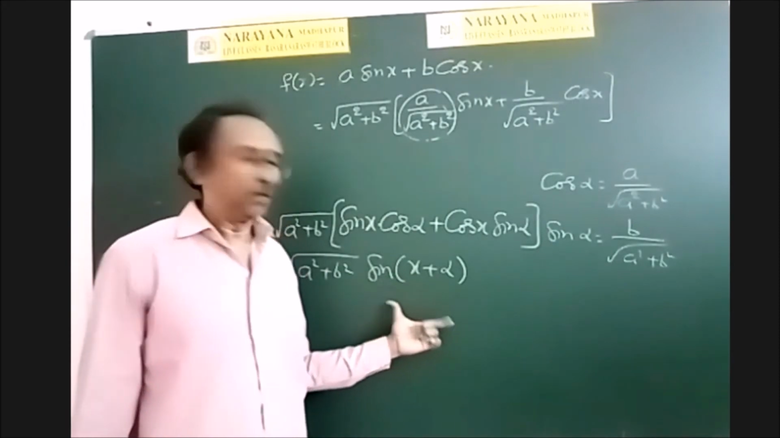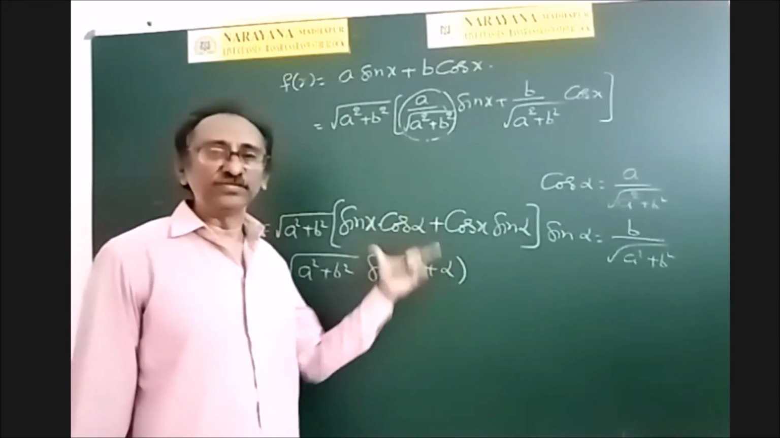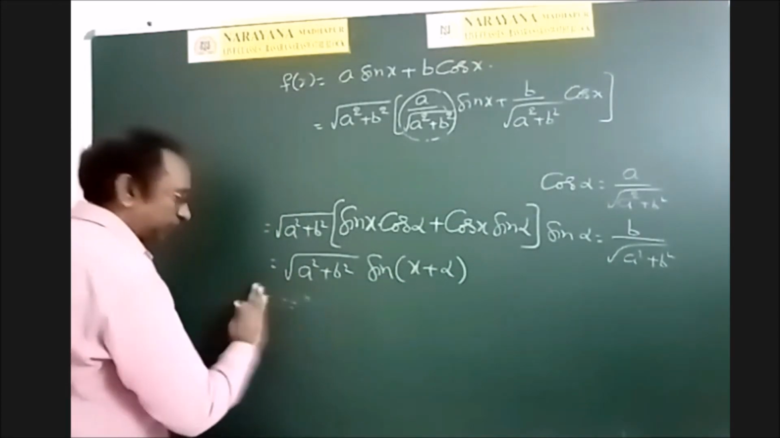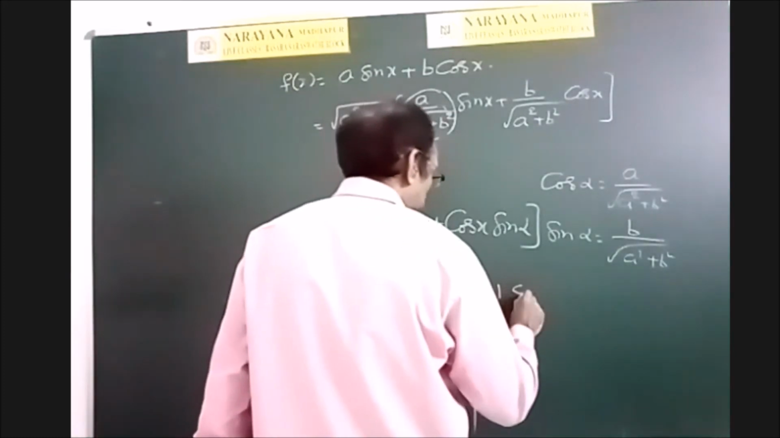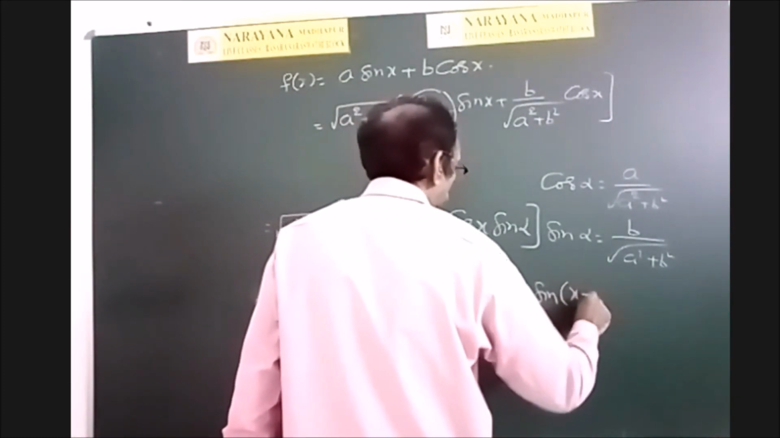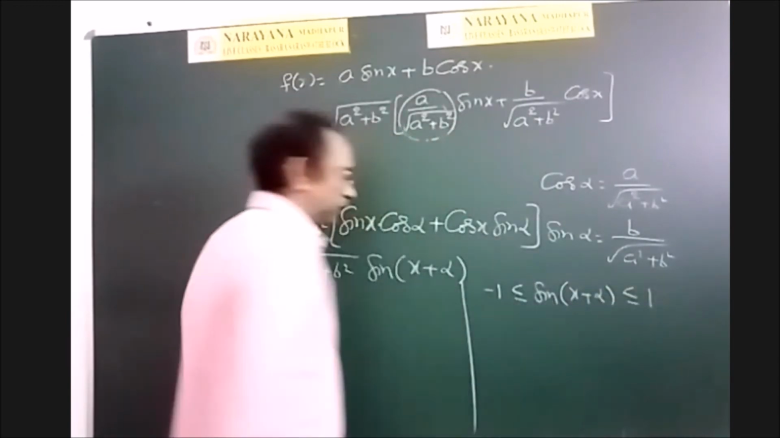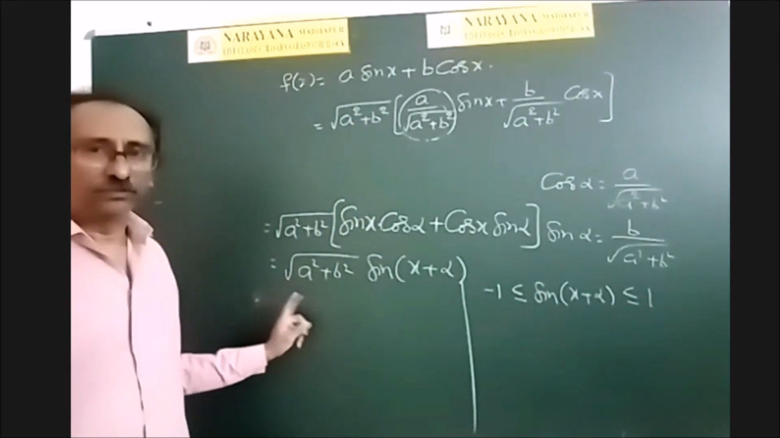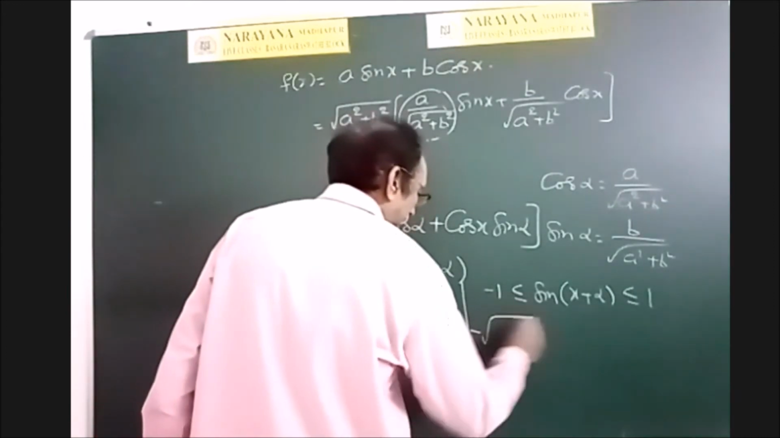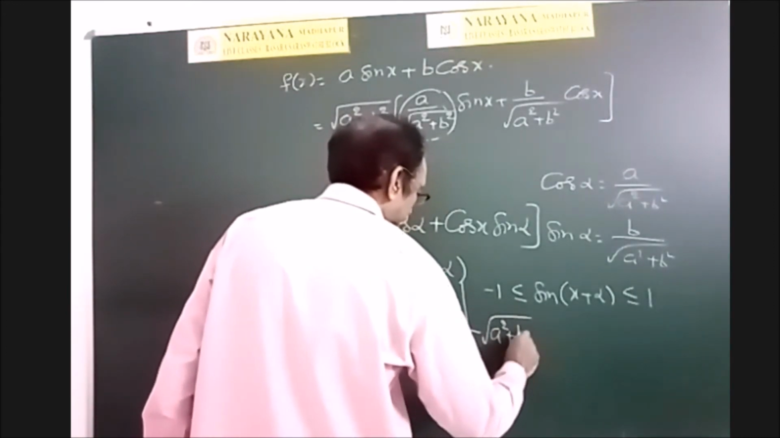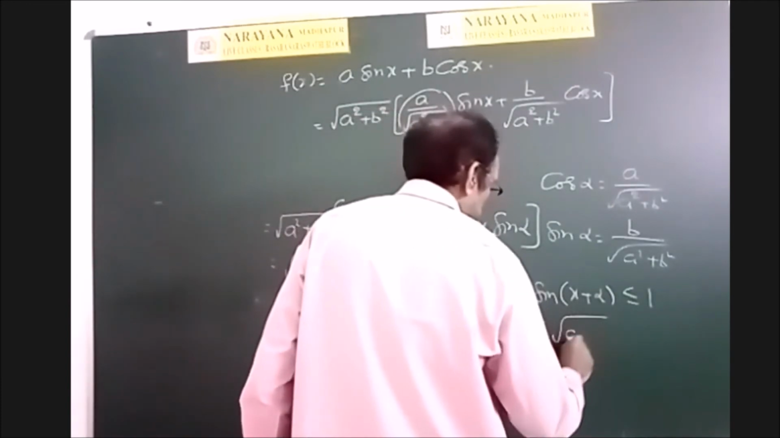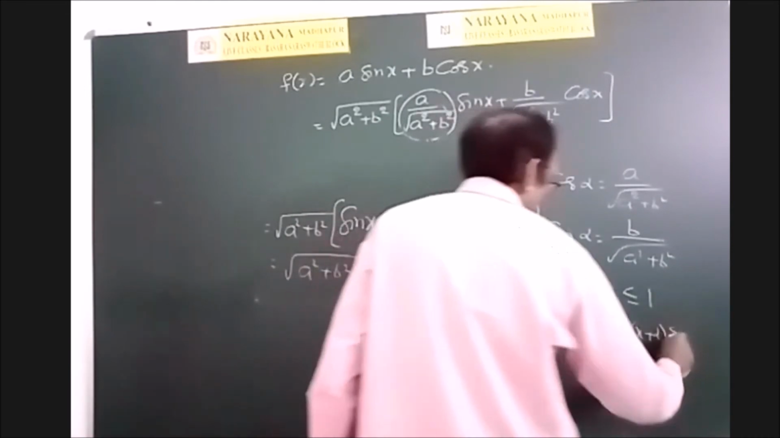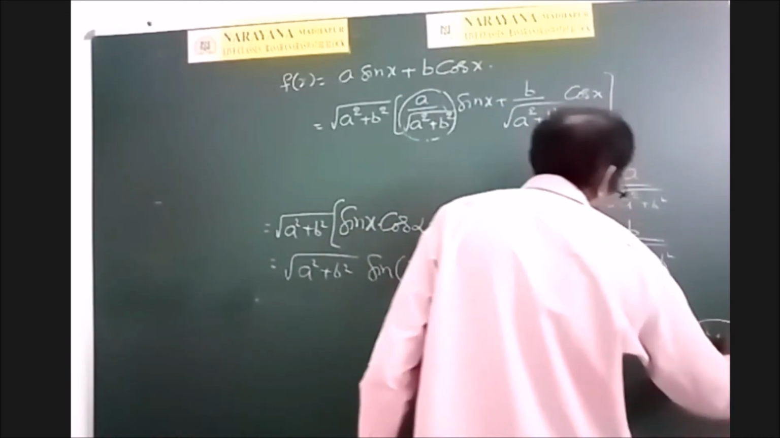This is a sin function. What is the maximum value of the sin function? 1. What is the minimum value of the sin function? Minus 1. Therefore, I am writing that it lies in between: minus 1 is less than or equal to sin of x plus alpha, which is less than or equal to 1. So this should lie between minus 1 and plus 1. Now multiply this with the positive number root a square plus b square: minus root a square plus b square is less than or equal to root of a square plus b square into sin of x plus alpha, which is less than or equal to root a square plus b square.